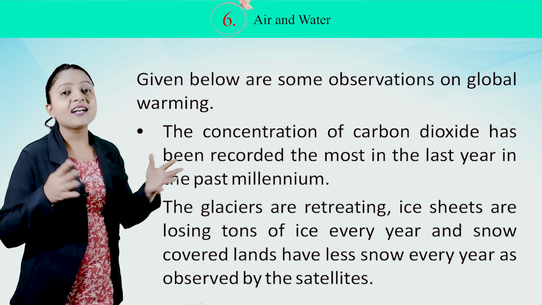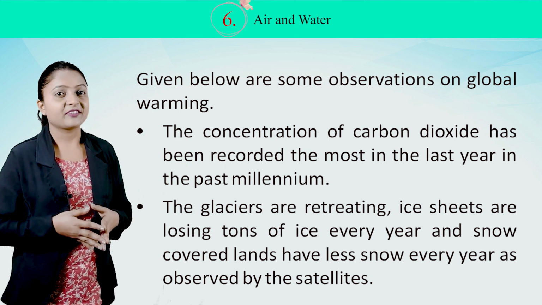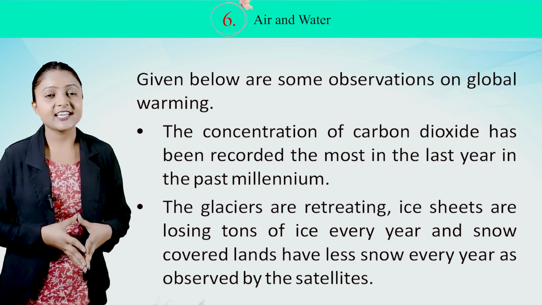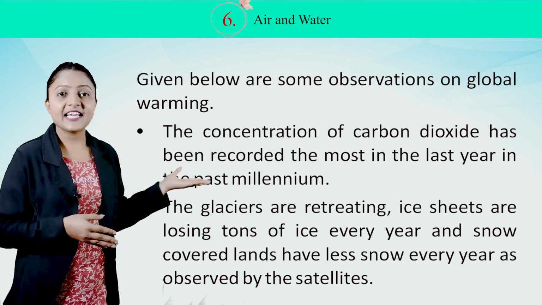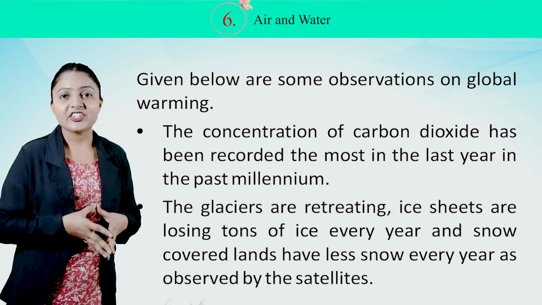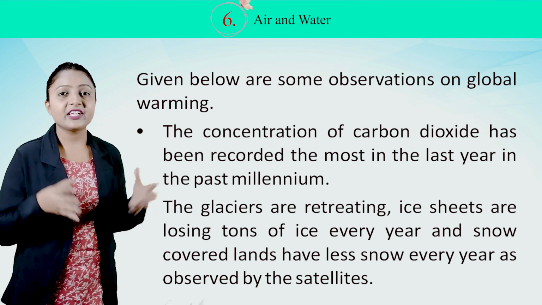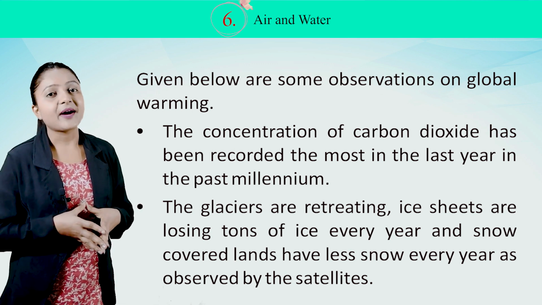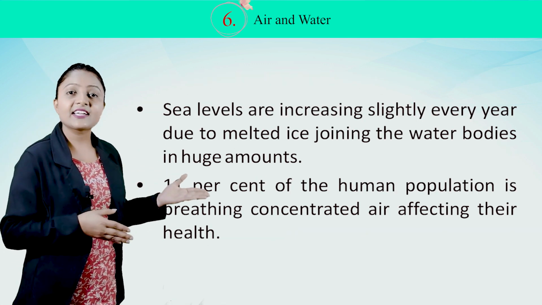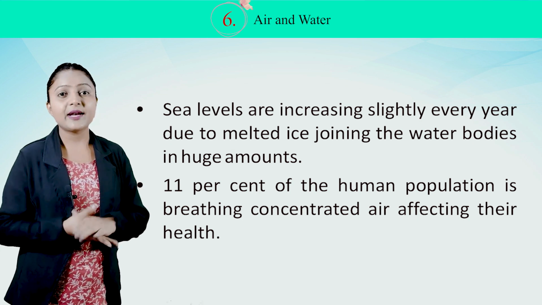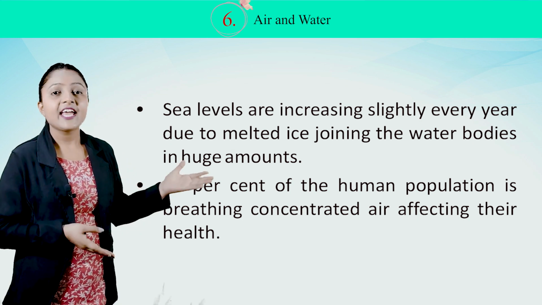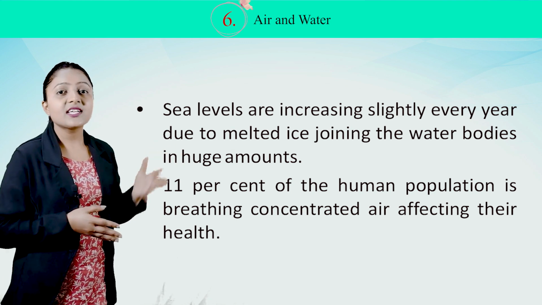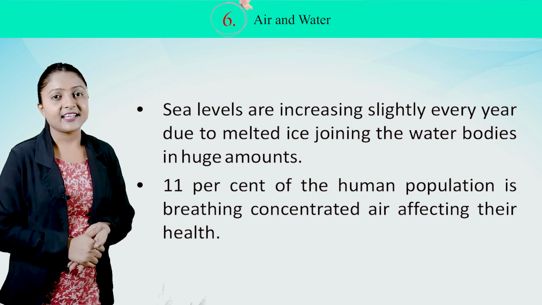Given below are some observations on global warming. The concentration of carbon dioxide has been recorded the most in the last year in the past millennium. The glaciers are retreating, ice sheets are losing tons of ice every year, and snow-covered lands have less snow every year as observed by the satellites. Sea levels are increasing slightly every year due to melted ice joining the water bodies in huge amounts. 11% of the human population is breathing concentrated air affecting their health.